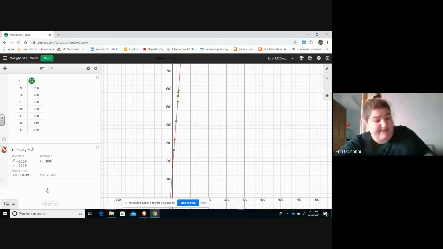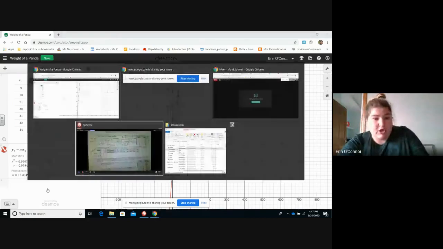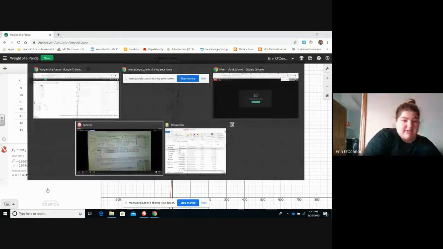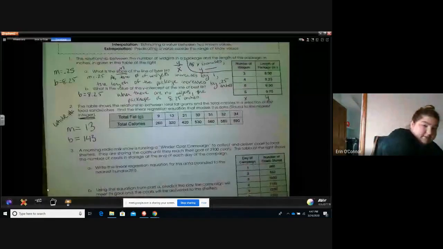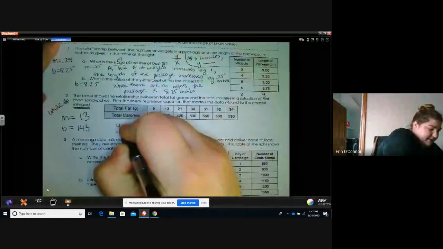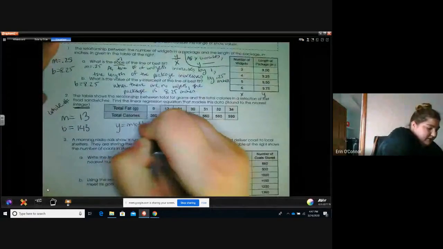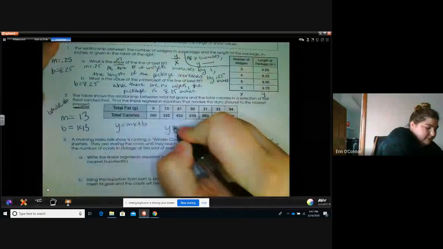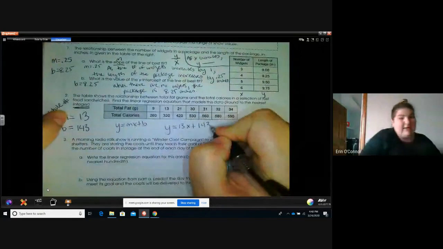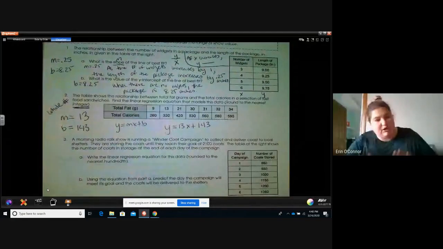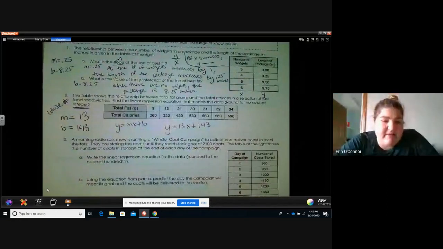So now that we have those, we're going to go back to our worksheet. We can write our equation, which is y equals mx plus b. I'll put that up here for us to remember. So it's y equals 13x plus 143. This is why we did so much work with y equals mx plus b at the beginning of the semester.